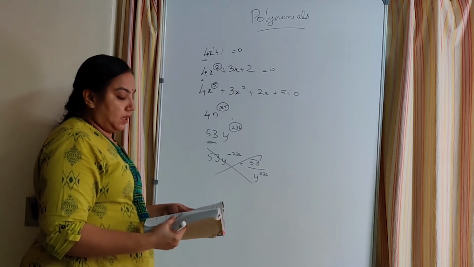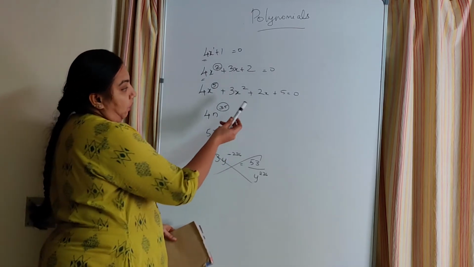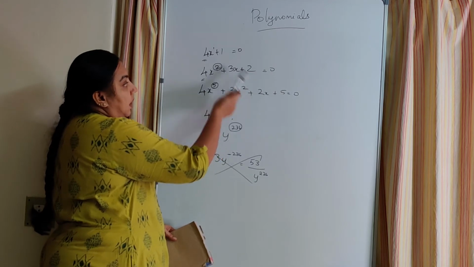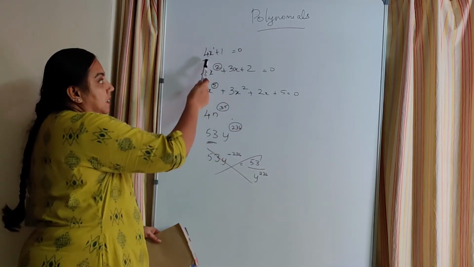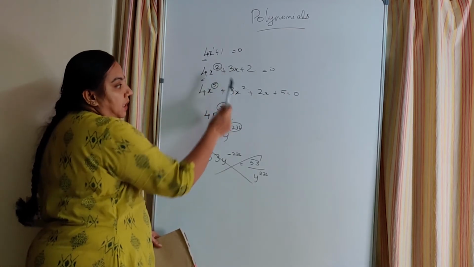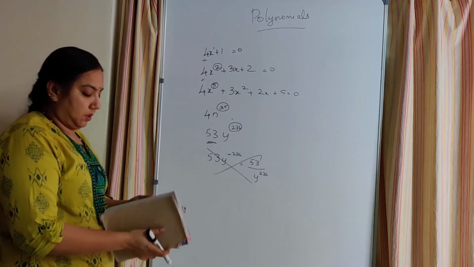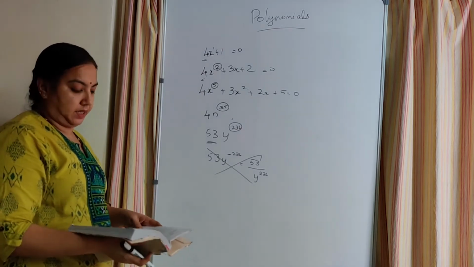Then the second question, they are asking the coefficient of one particular term. Suppose they are asking the coefficient of x in all these three polynomials. Here in this polynomial the coefficient of x is 4. In this polynomial the coefficient of x is 3. And in this polynomial the coefficient of x is 2. Likewise, they have segregated the questions. We will go to exercise number 1.